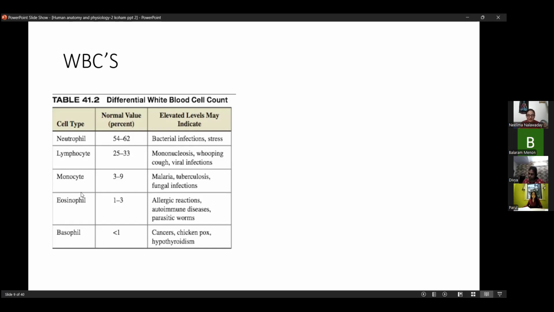All five types of white blood cells and their functions, or elevated levels may indicate bacterial infection. Now, if we see that report, if neutrophils are elevated, you can then say that yes, bacterial infection or stress is the reason it is elevated. Then lymphocytes because of cough or viral infections, monocytes because we know they are defense mechanism. Whenever there is bacterial and viral infection happening inside our body, they are going to elevate and they are going to fight. So accordingly, we get results.